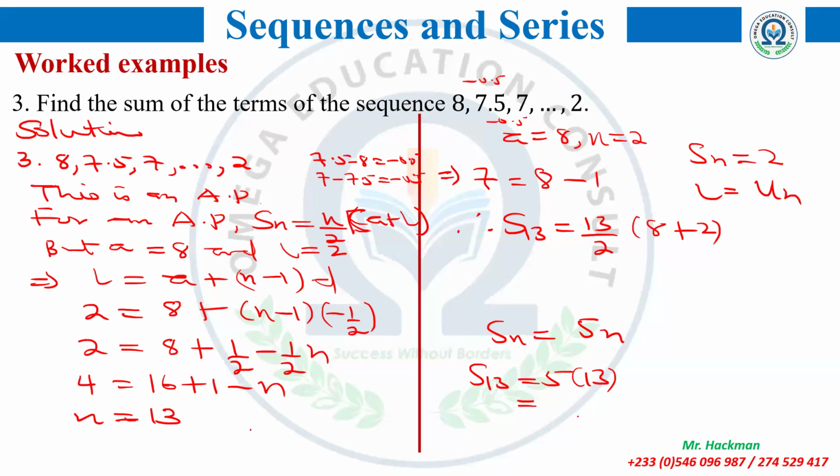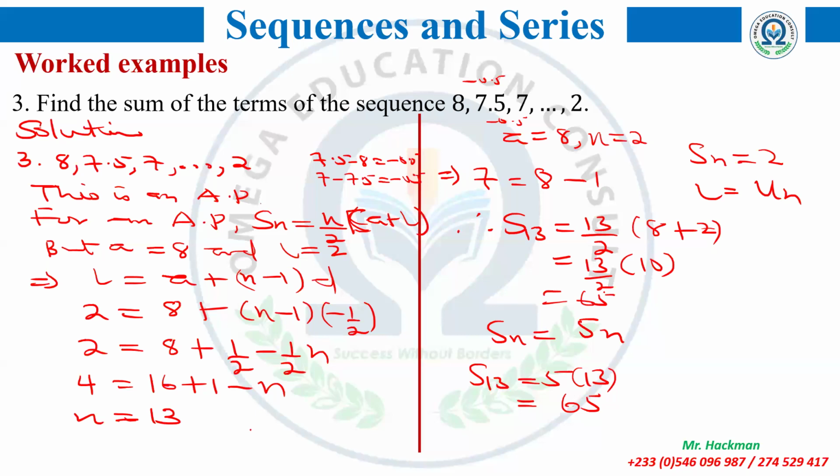Give me this answer and we'll go and do this one too. 65. It will give you 65. If you come here, let's look at what you will get. You are going to get 13/2, then this will give you 10. So this will go here. So you get 13 times 5, which is the same thing, and will end up giving you your 65.